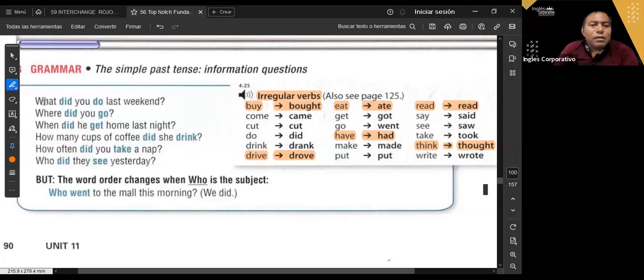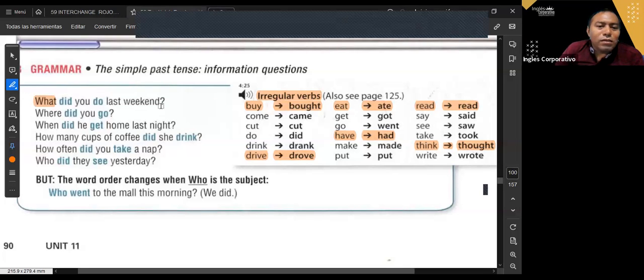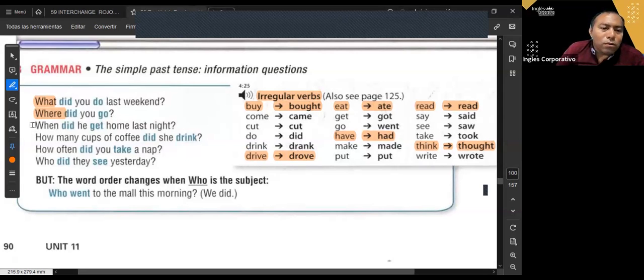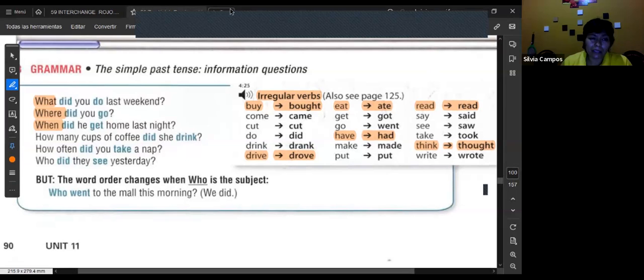So you have here the simple past tense information questions. Okay, so you have, what did you do last weekend? Where did you go? ¿A dónde fuiste? Where did you go? When did he get home last night?